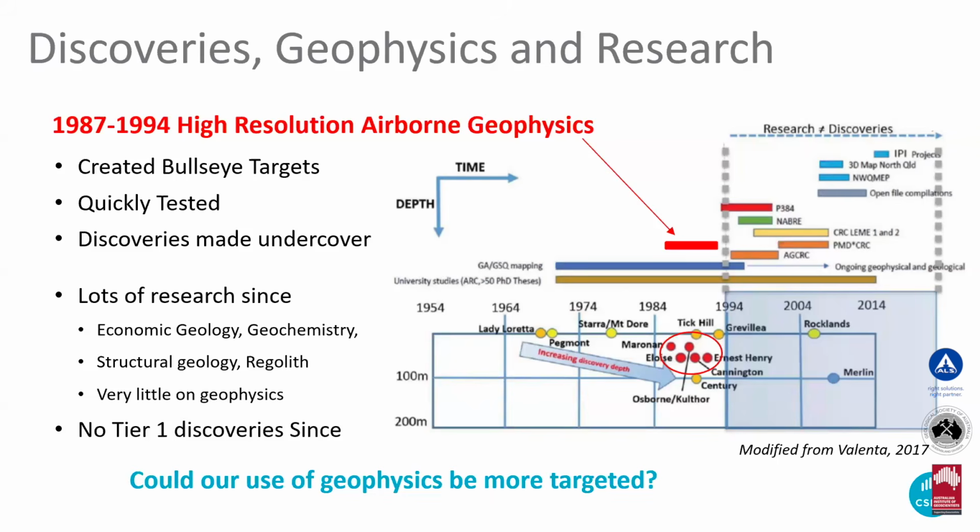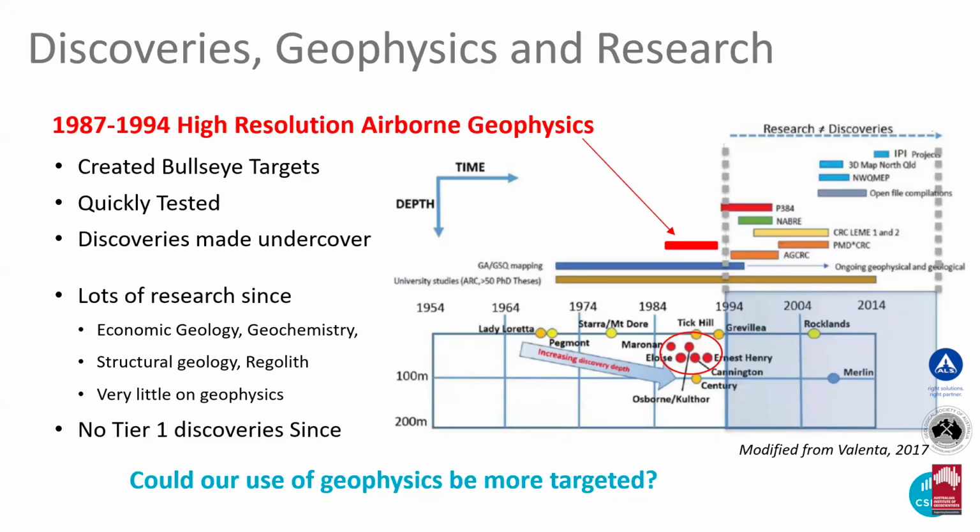These are all the undercover ones here. They're all found off the back of, mainly off high resolution airborne geophysics. Not all of them. Some of them were, I think, EM anomalies and various other techniques, but geophysics was a big part of it. You know, and I think we've done a lot of research in economic geology and geochem, structural geology, regolith, I think is one of those CRCs there. But, you know, there hasn't been much on geophysics really.